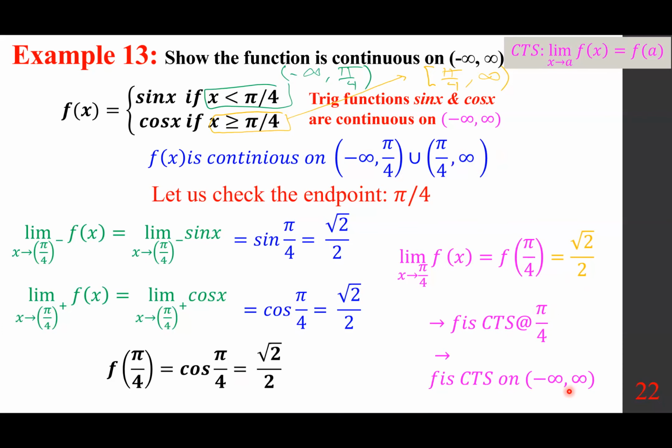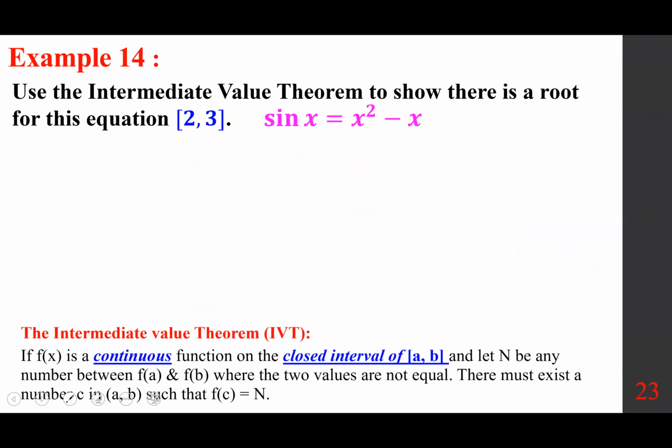Very straightforward class. We want to use the intermediate value theorem to show there is a root for this equation, sine x equals x squared minus x, between 2 and 3 included. And so remember the intermediate value theorem. First, we have to have a continuous function.